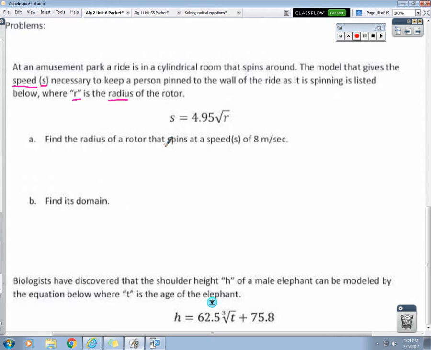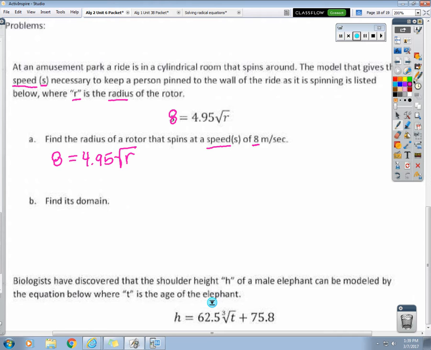Find the radius of the rotor that spins at a speed of 8 meters per second. So where do we use that 8? The S, because look, speed is 8 meters per second, and isn't speed represented by the letter S? So won't we just replace the S with an 8? Okay, so 8 equals 4.95 square root R. To solve, what do we do first? Correct. Divide by 4.95. Everybody understands why we're dividing, right?